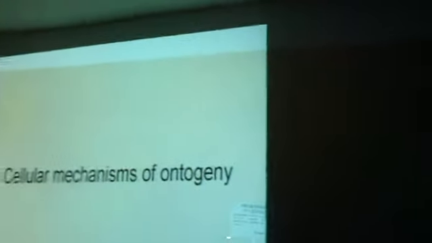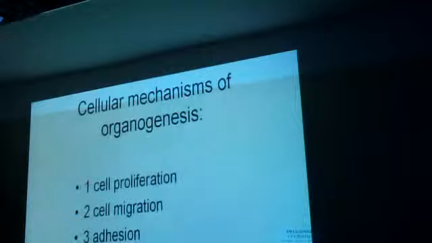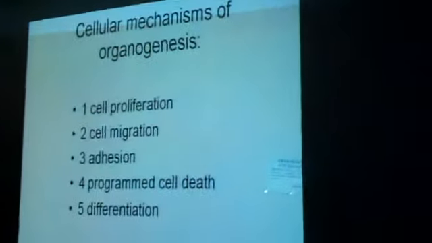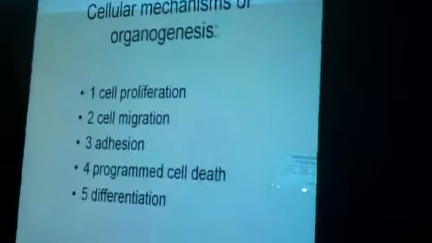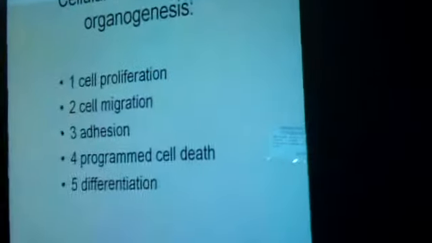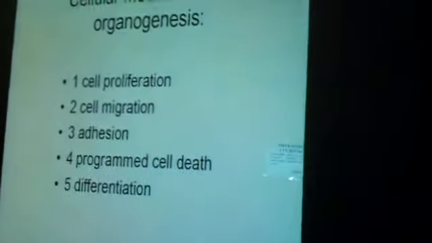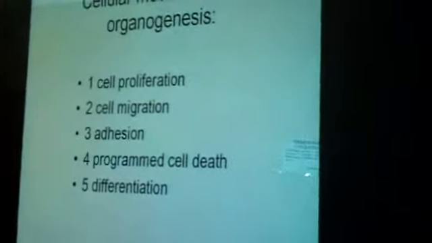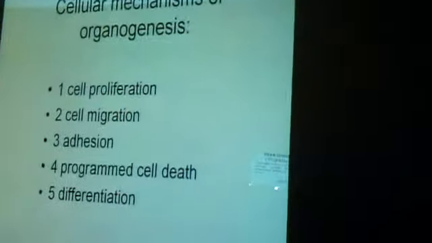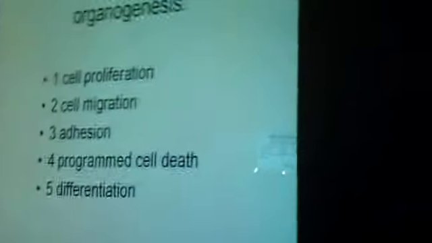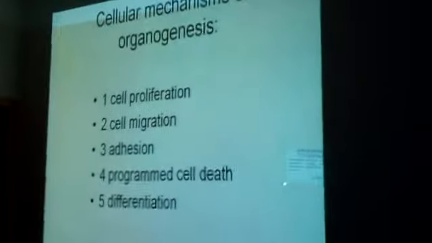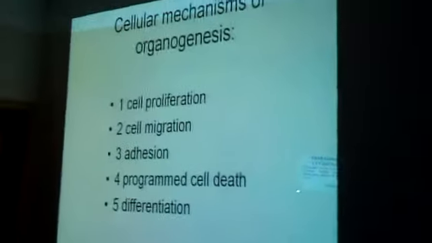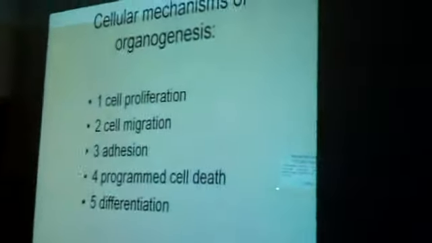Cellular mechanisms of ontogeny. There are 5 cellular mechanisms. Cell division, cell proliferation, migration, cell adhesion, when they contact together. Migration, when they move. Then programmed cell death. And it is normal when some cells have to die. And differentiation of cells, when they develop their specific features, their shape, specific proteins.